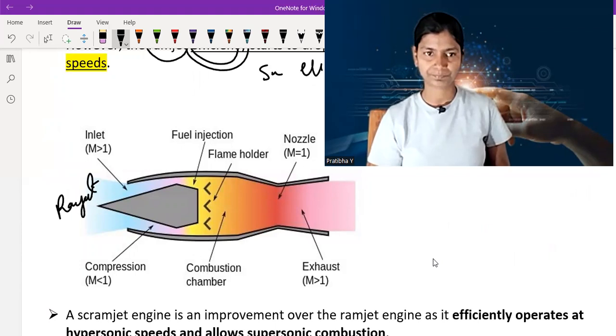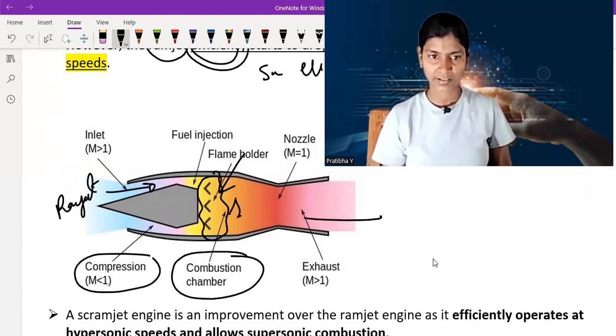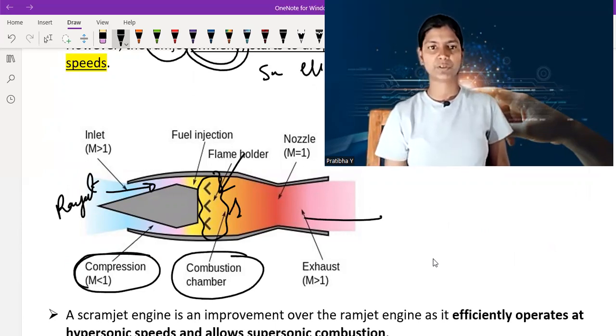It uses its speed to compress the air, and this is a combustion chamber where we inject fuel and ignite. And this one is an exhaust. So this one is a combustion chamber. Compression is less than M1, inlet greater than M2. Okay.